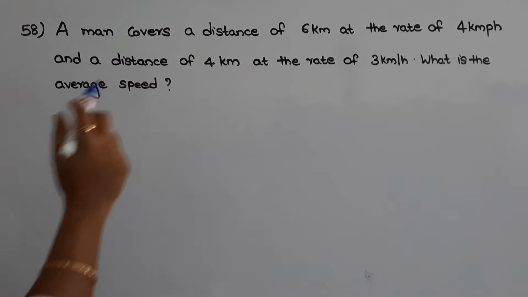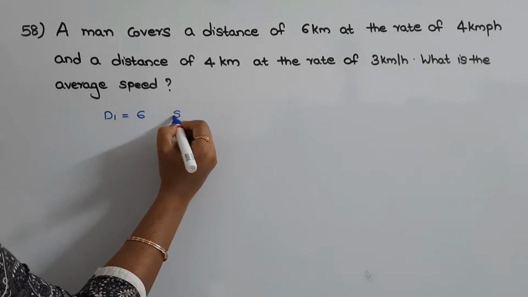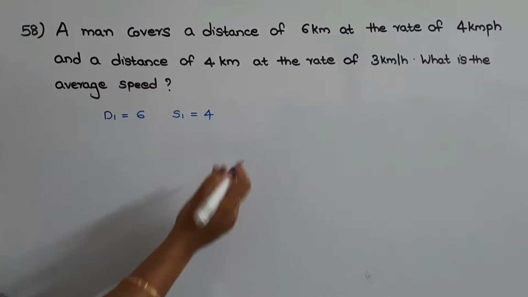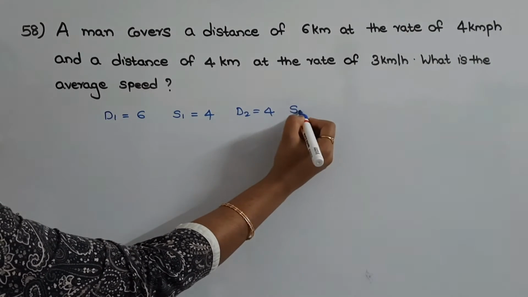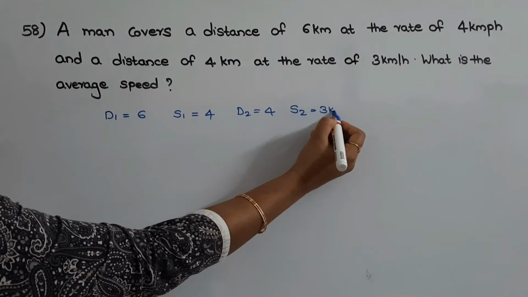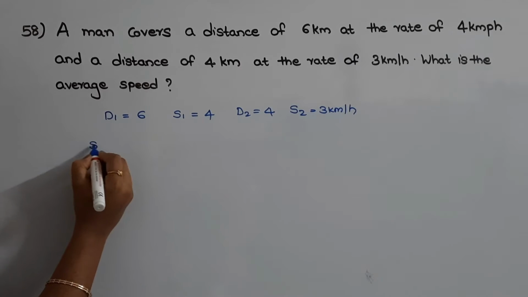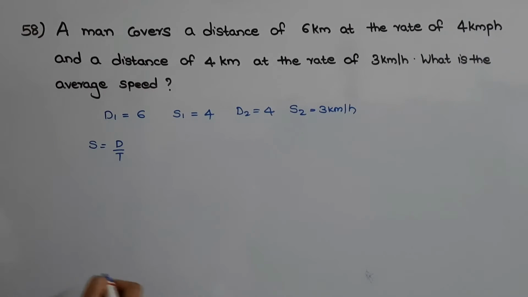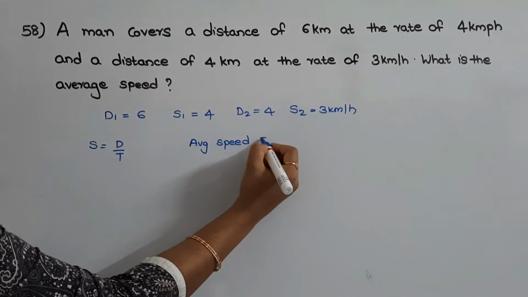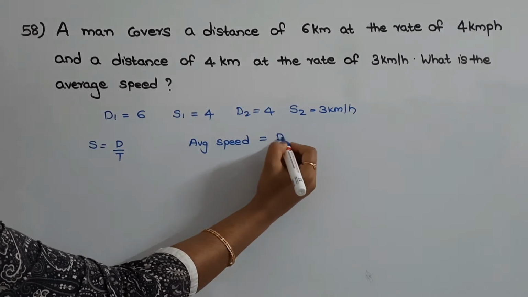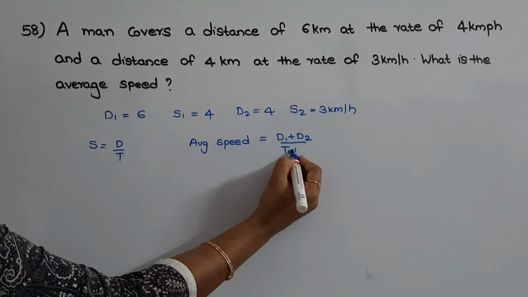The distance in the first case is given as 6 km and the speed is given as 4 km per hour. And the distance in the second case is given as 4 km and its respective speed is given as 3 km per hour. So we need to find out the average speed. We know that speed is equal to distance by time. So average speed will be equal to the total distance, that is d1 plus d2, divided by the total time, that is t1 plus t2.